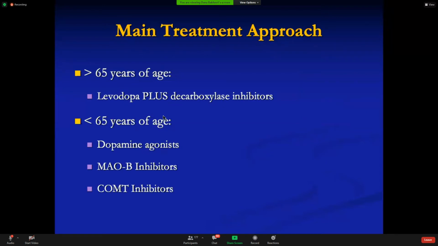Now, the main treatment approach, as you remember, for patients more than 65, we give them levodopa plus the decarboxylase inhibitors. I'll mention why we give them together. If it's less than 65, sometimes they give dopamine agonist, COMT inhibitor, or MAO-B inhibitors.